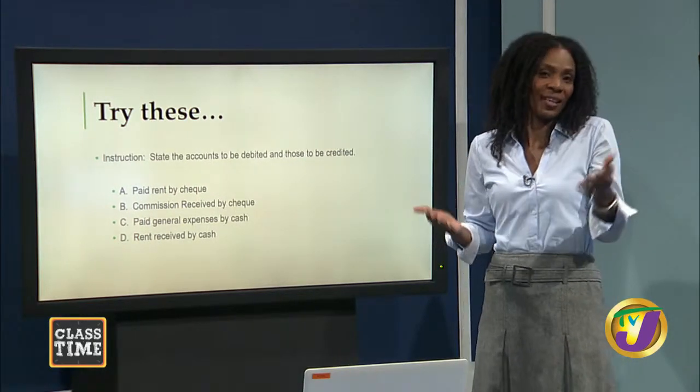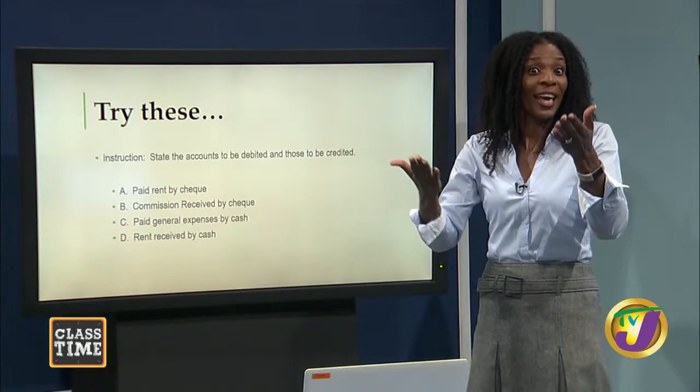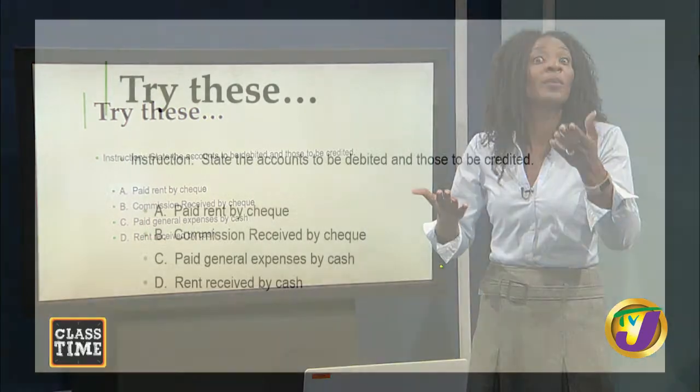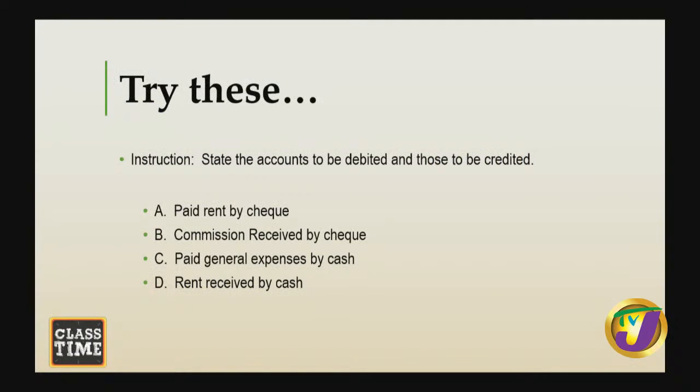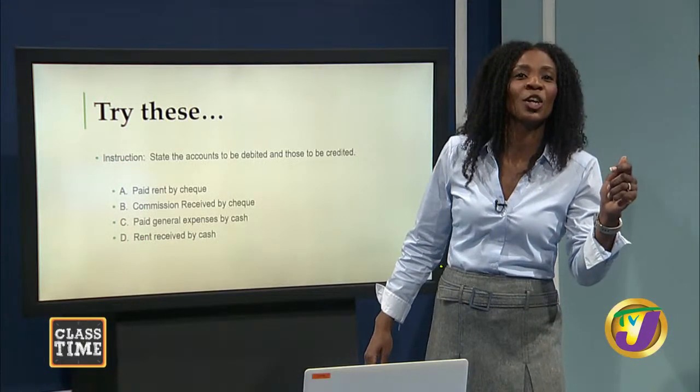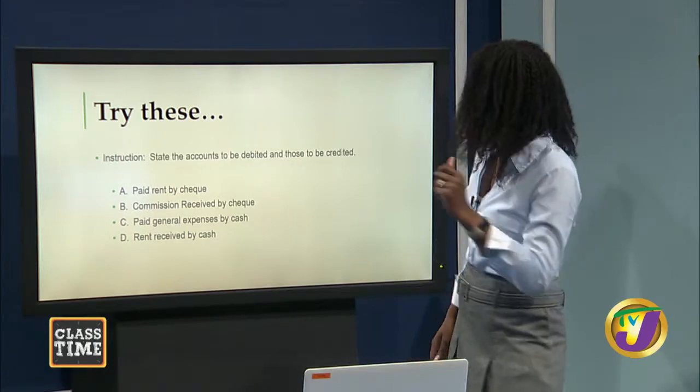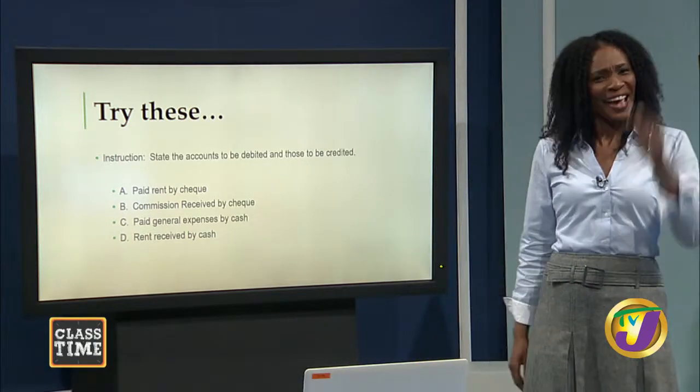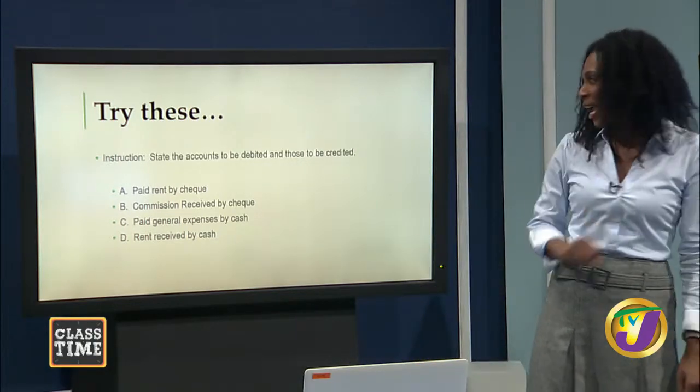What about general expenses paid by cash? General expenses. It's a giveaway. It's an expense, so we're going to debit the account. Good. All right. And then when we debit the general expenses account, what will we do to the cash account? We are going to credit it. Who said they're not learning? Every child can learn and every child must learn.